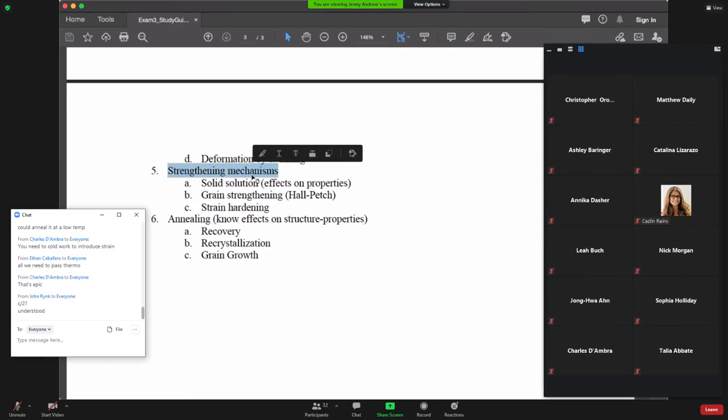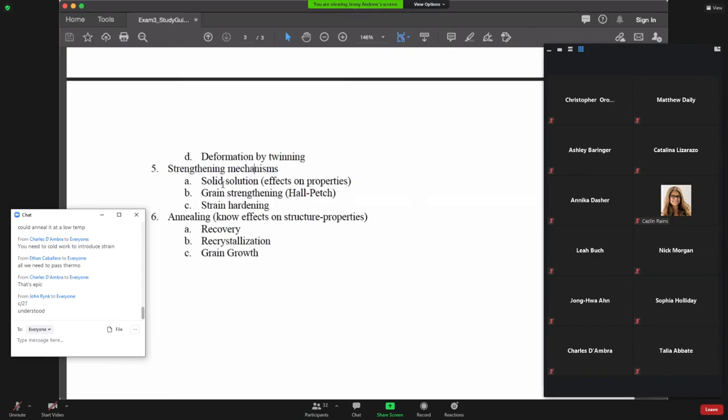So now getting to what Peter had mentioned, strengthening mechanisms. If materials deform by the motion of dislocations, if you want to strengthen a material, you just need to make it harder for dislocations to move, right? So now if you do solid solution strengthening, why does that make it harder for a dislocation to move?